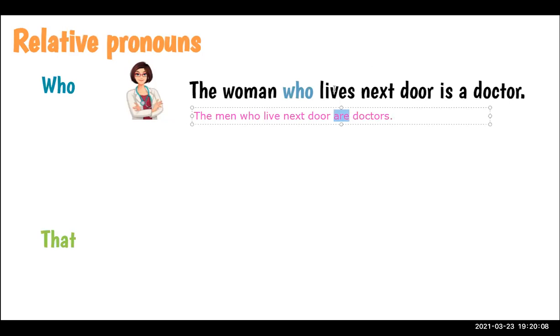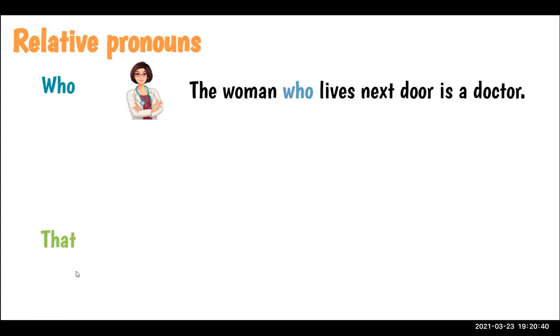Okay, so be careful with the verb after the relative pronoun. If we are talking about only one person, we need the verb for the third person, lives, okay? But if we are talking about more than one person, we are talking about people, we can use the normal verb, live, okay? Let's go to that. When do we use that? Do you remember?